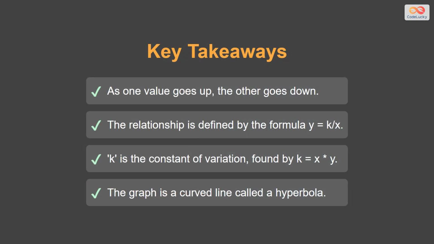To wrap things up, let's review the key points. First, in an inverse variation, as one value increases, the other decreases. Second, the relationship is described by the formula y equals k divided by x. Third, k is the constant of variation, which you can find by multiplying x and y. And finally, the graph of this relationship is a curve called a hyperbola.